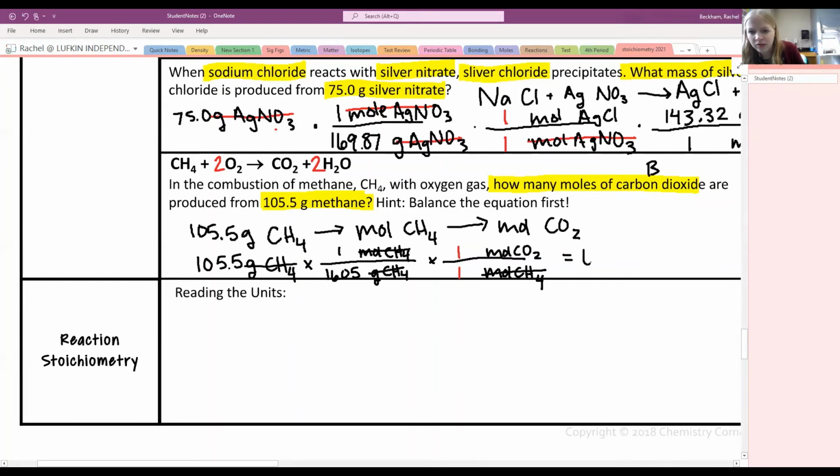I'm getting 6.573 moles of CO2. And my significant digits are matching there, 105.5 and 6.573.